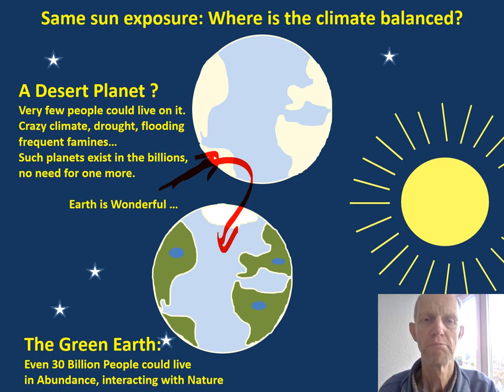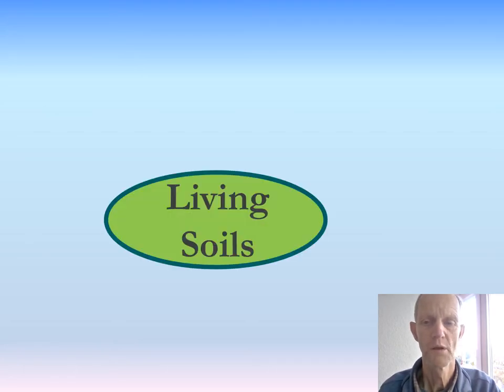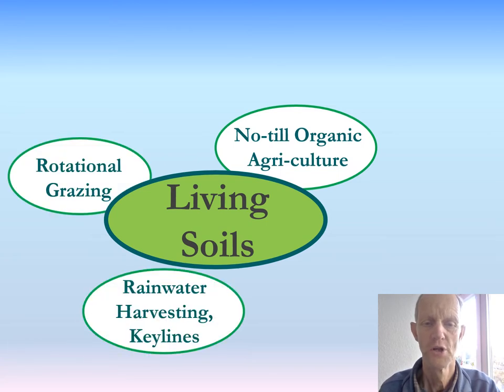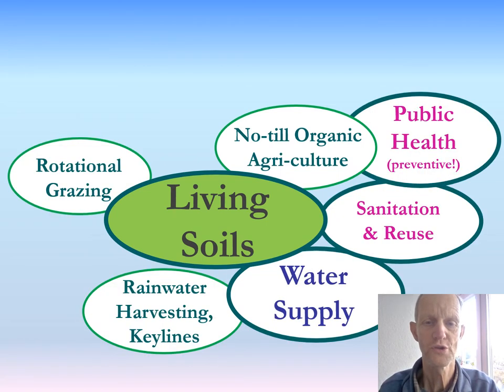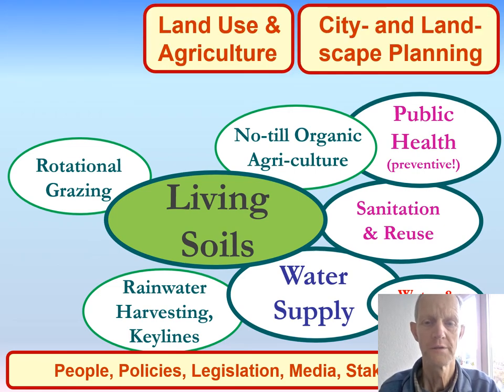We feed 70 billion animals in lousy cages and so on. So 70 billion people could be fed by the food that is put into industrial animal husbandry. All right, so now we do have living soils. So that's the center of all. And if we look around, we have all these issues that are to be addressed.